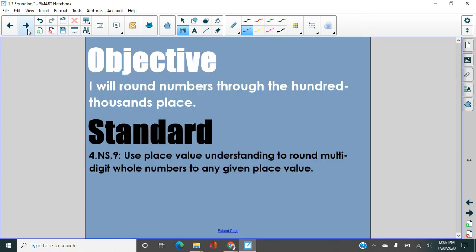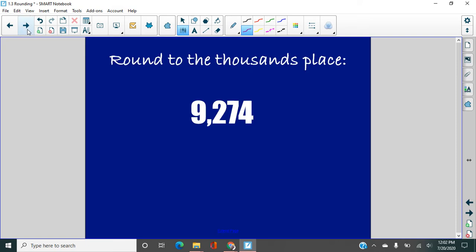All right, let's do some more examples as we work through this objective. We're going to round to the thousands place. You can write these down with me if you'd like. Okay, we're going to underline the 9 and draw an arrow over to the 2.